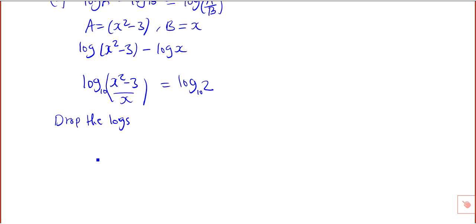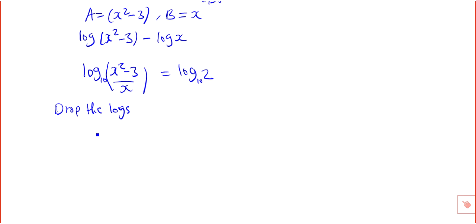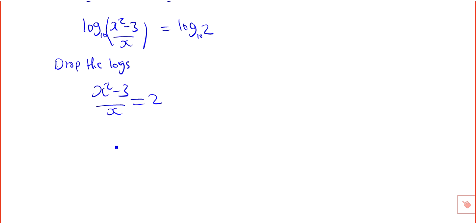If you drop the logs, on my left hand side of the equal, I have x squared minus 3 over x is equal to 2. That is what I have. Now from here, you can cross multiply. And x squared minus 3 is equal to 2 times x, because here 2 is 2 over 1. So multiply 1 by x squared minus 3 and x by 2.